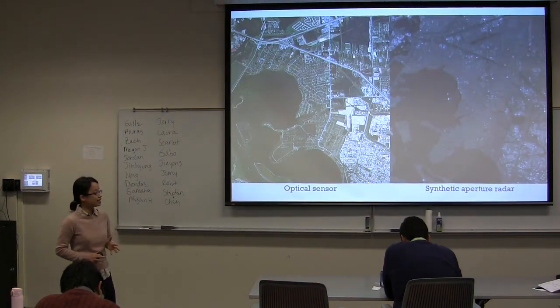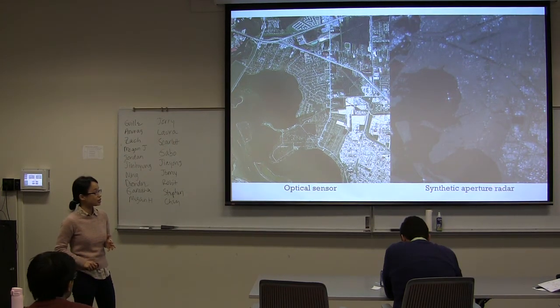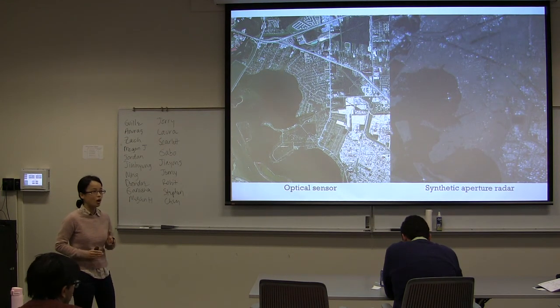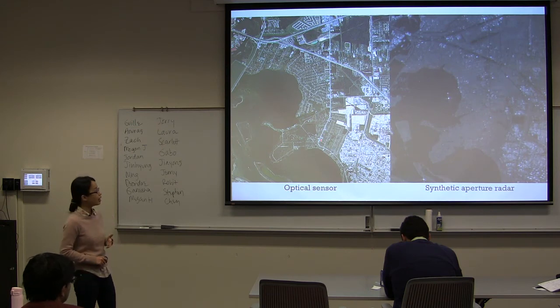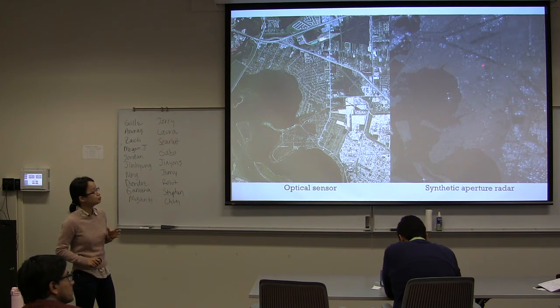And for the active sensor, that is the synthetic aperture radar, yes, we can use it under all weather conditions. However, when we look in more detail at this image, we found that it's really difficult to tell water apart from some smooth artificial surfaces, such as roads and parking lots. This area looks almost the same as water, but actually it is not water.